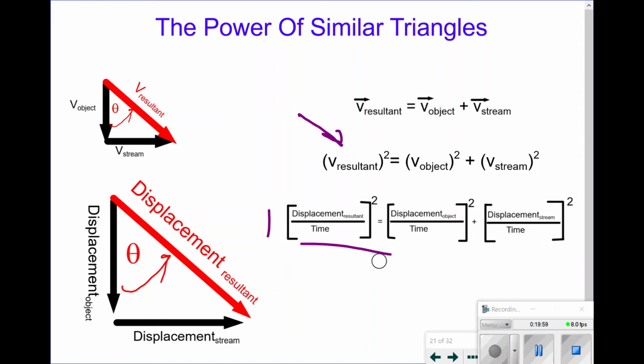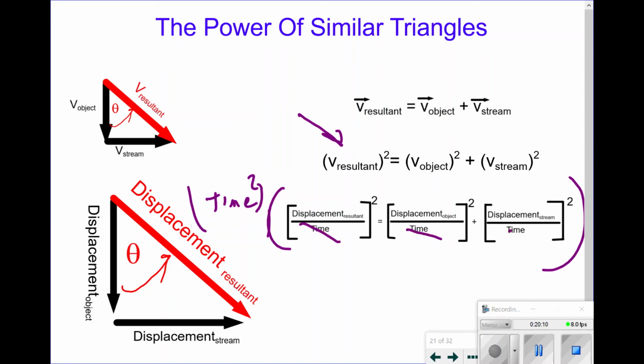So if we go ahead and multiply all sides of this equation by time squared, we would see that all the times cancel out. And I am left with displacement resultant squared equals the displacement of the object squared plus the displacement of the stream squared. I have the Pythagorean theorem for this triangle. So I can easily work a proportionality between these two triangles.